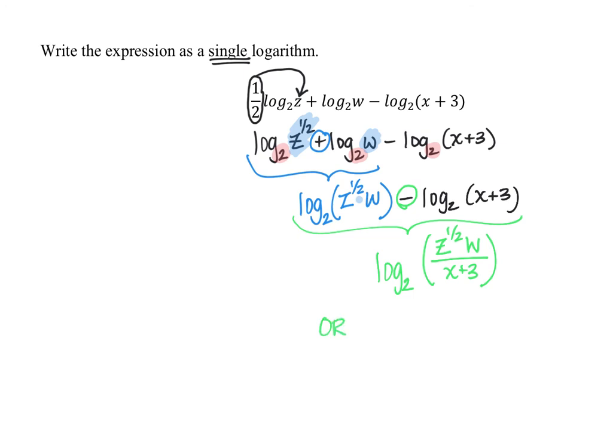Now I want to mention you do have an alternative way of writing the z to the 1/2. If you wanted to write that as a square root, you certainly could. So this is the square root of z times w, all divided by x plus 3. And that would be equivalent and equally good.